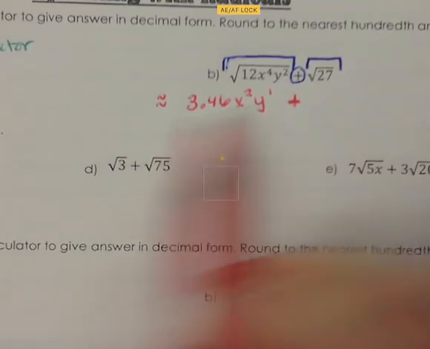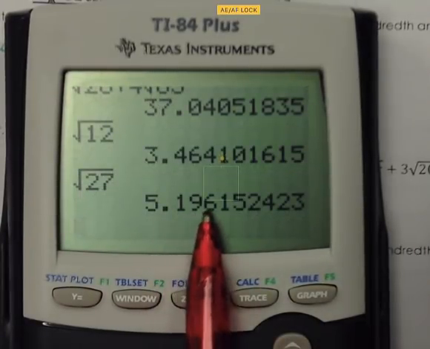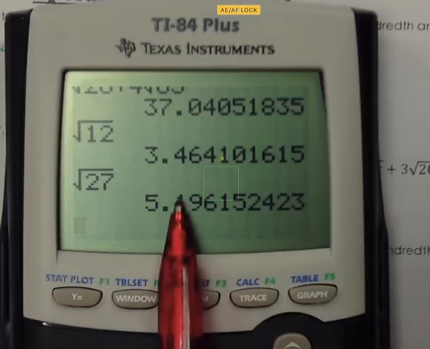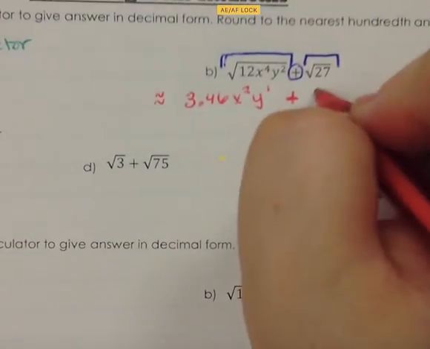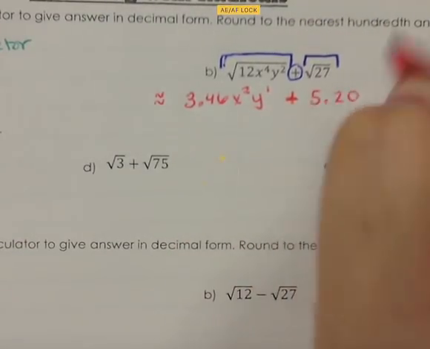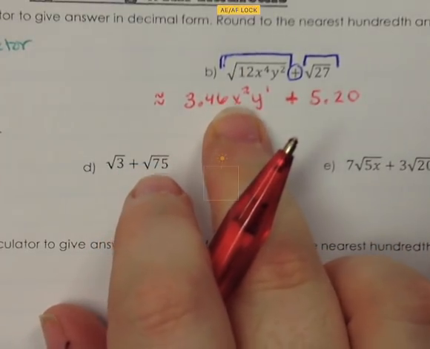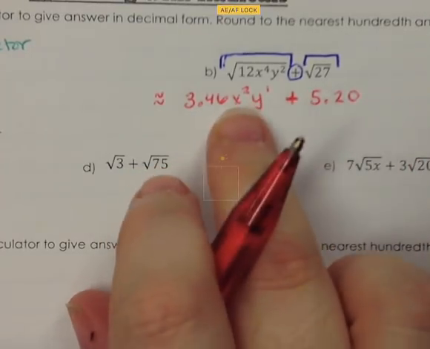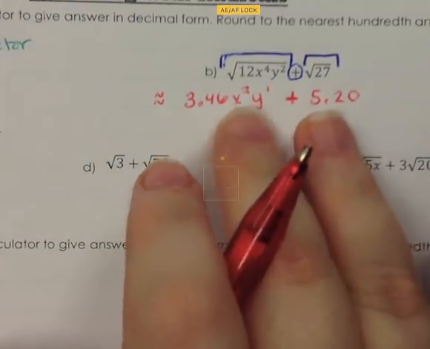Plus, then we have the square root of 27. So we take the square root of 27, and we get 5 and 19 hundredths, which will round to 5 and 20 hundredths, or 5 and 2 tenths. Now, if you notice, this first expression has variables with it, and the second one does not. These are not like terms, so we cannot combine them any further. This is our final answer, because these have letters in them as well.